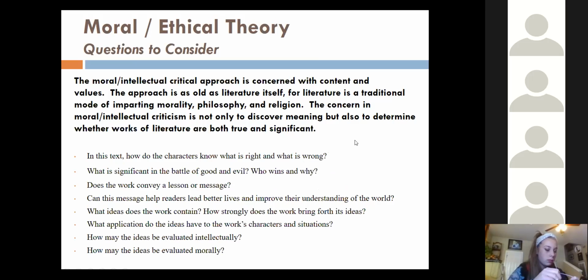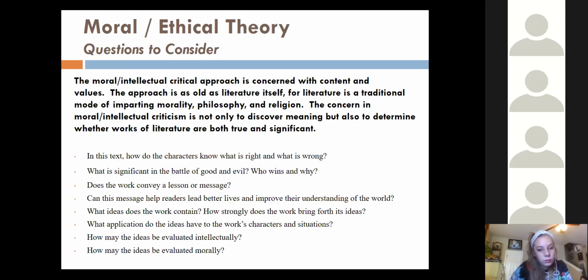Okay, so questions you're going to think about as you read through a moral and ethical lens, all right? How do the characters know what is right and wrong? What is the significant battle of good and evil? Does the work convey a lesson or a message? Can the message help readers lead better lives and improve their understanding of the world? What ideas does the work contain, and how strongly does the work bring forth its ideas? What application do the ideas have to the work's characters and situations? How may the ideas be evaluated intellectually, and how may the ideas be evaluated morally?